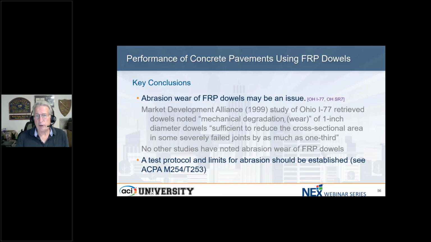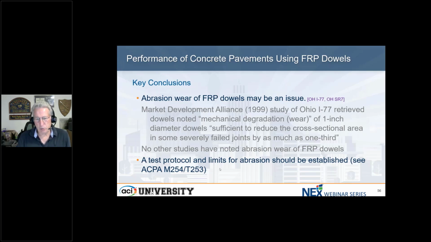Other key conclusions: abrasion wear might be an issue. This comes from some studies done in Ohio back in the 80s. A group did a study of I-77 where they noted, quote, mechanical degradation or wear of 1-inch diameter dowels was sufficient to reduce the cross-sectional area by as much as 1/3. I find that shocking. I'm not sure why that was, and it would be interesting to go back and look. No other studies have noted abrasion wear for FRP dowels, but maybe we ought to pull a few out and take a look.